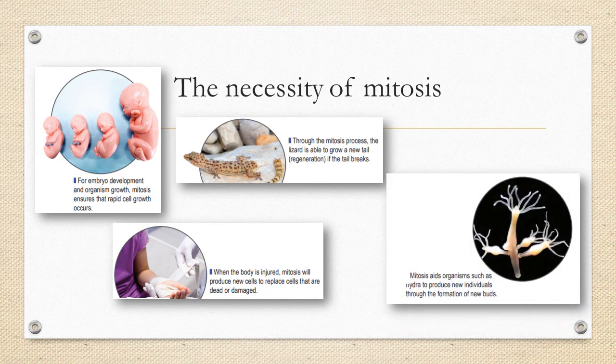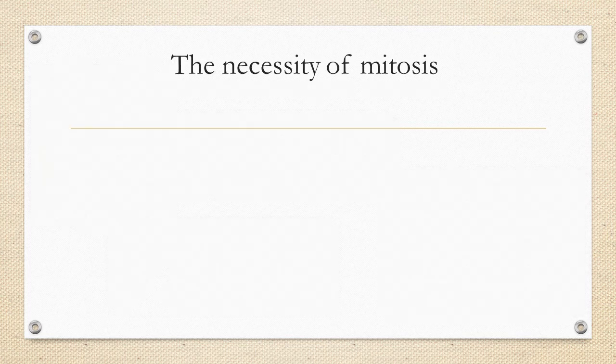Okay, another necessity of mitosis is for asexual reproduction. Normally this happens in unicellular organisms such as bacteria and fungi. Mitosis also occurs in organisms such as hydra, in this diagram, to produce new individuals through the formation of a new bud. So to form a new bud, this part of the organism will undergo mitosis to form a new organism asexually.